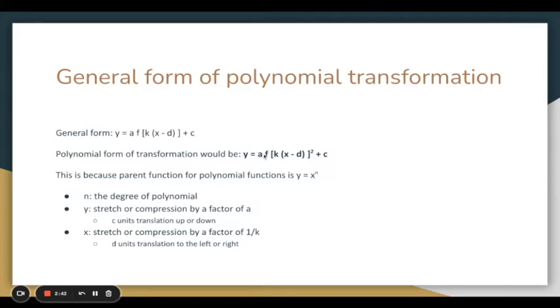So this a value also includes the c, which is translation up or down, and for x, it's stretch or compression by a factor of 1 over k. This one also includes d unit translation to the left or right, which is this inside one.